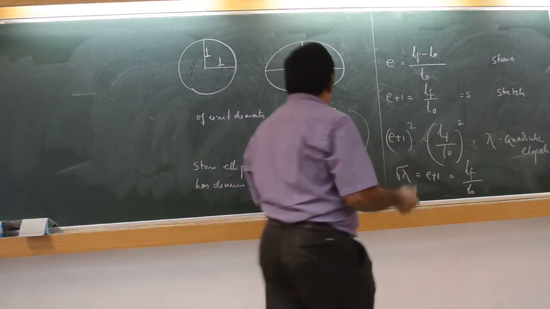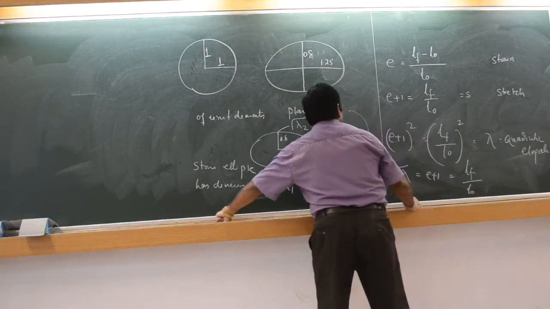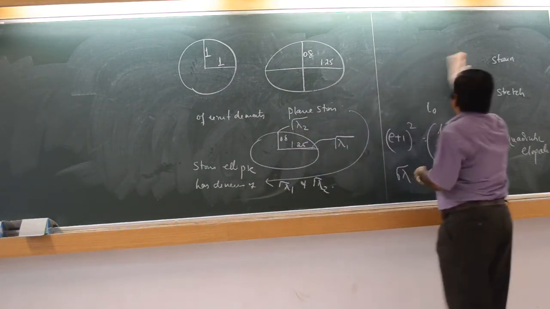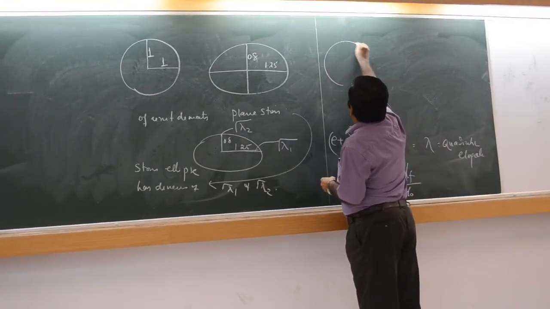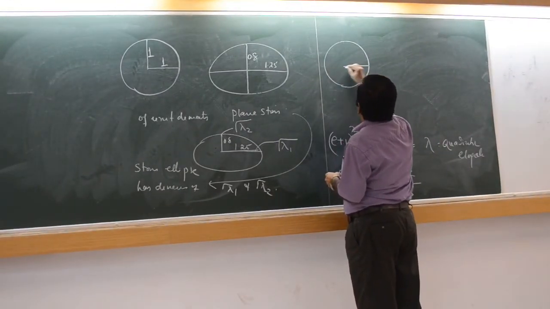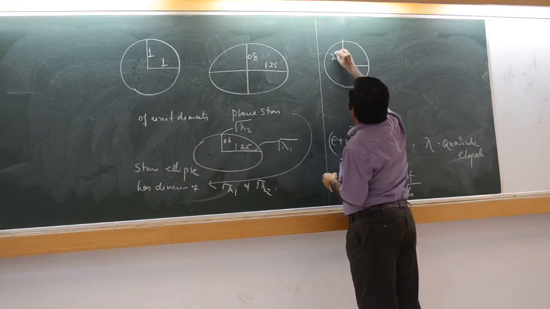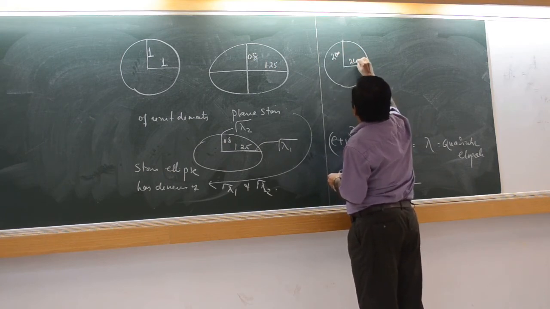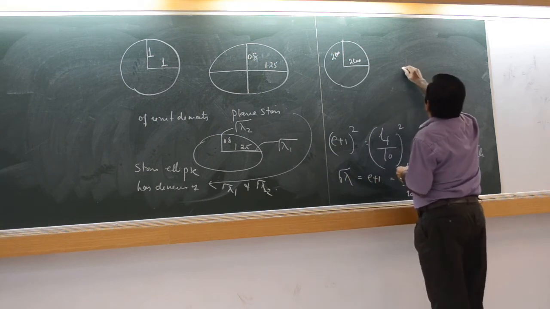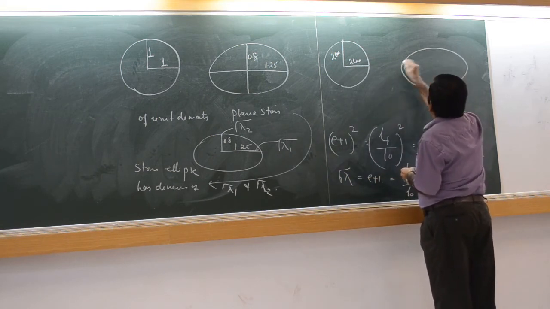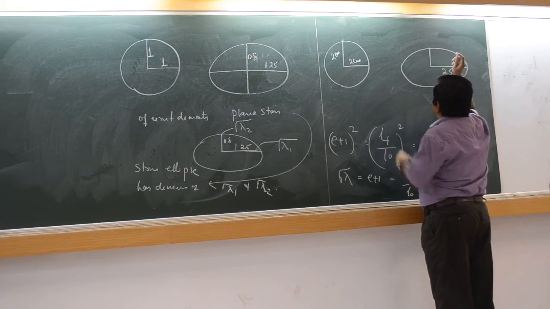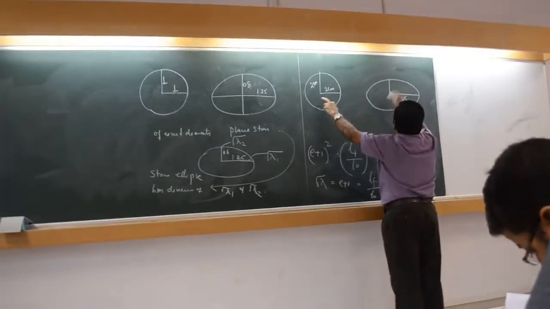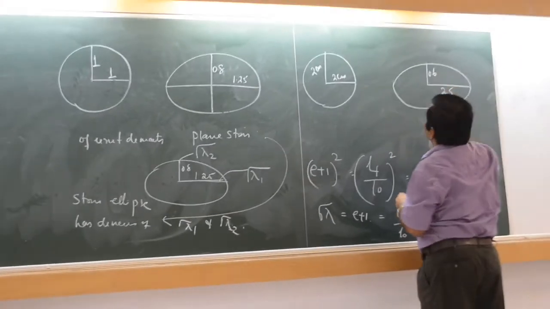Suppose I give another example. Unless this sets in your mind, there is no point in teaching. Let me tell you. Let us take a 2 centimeter radius. This is 2 centimeter radius. This is 2 centimeter. Now I am getting an ellipse with 2.5. This becomes 0.6.